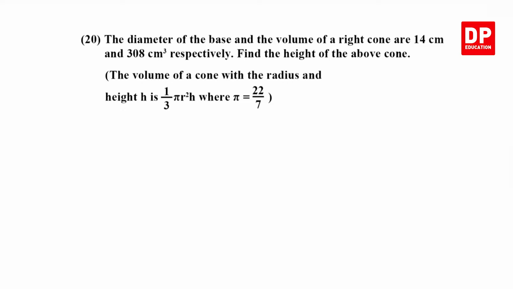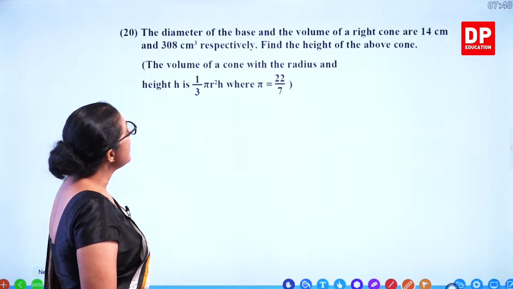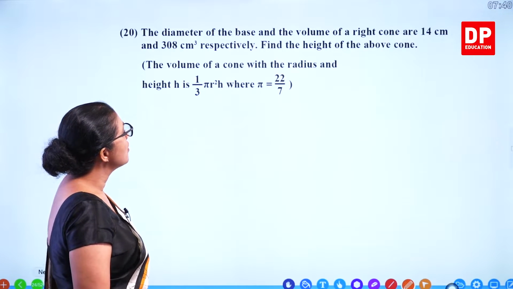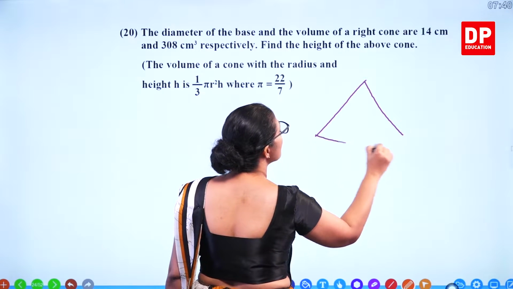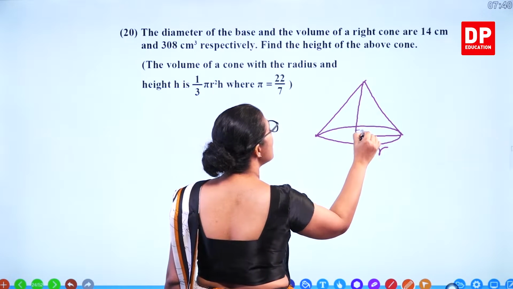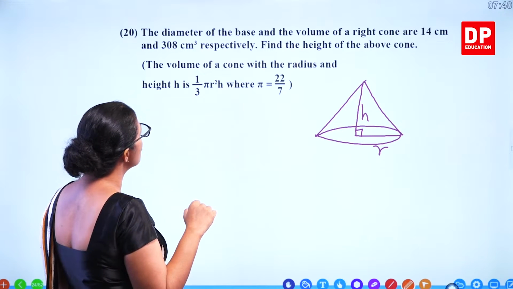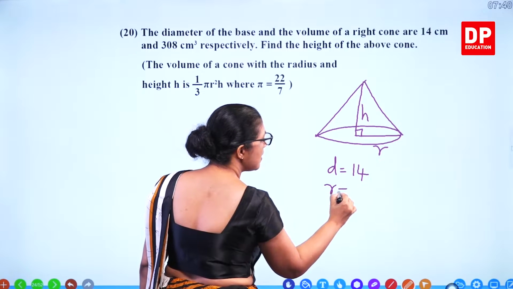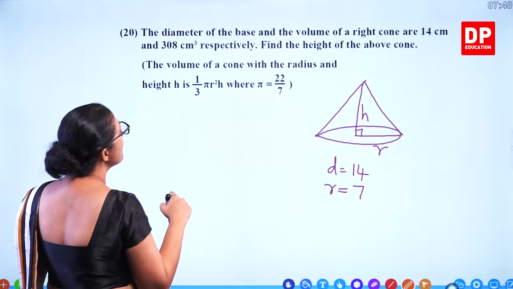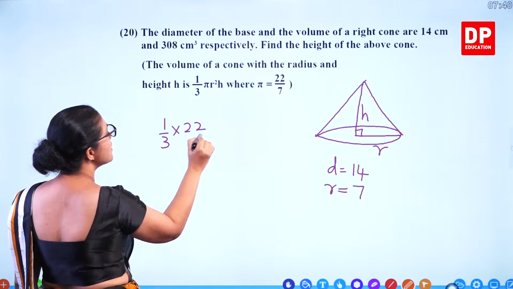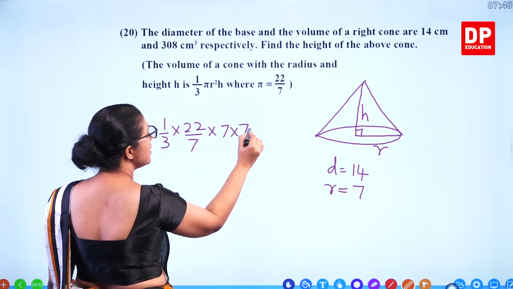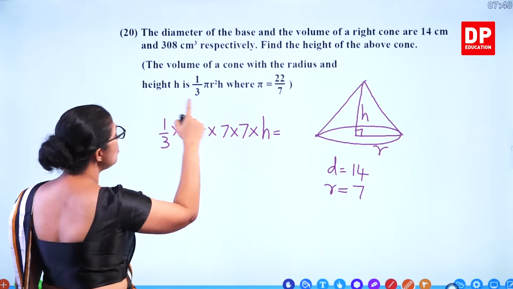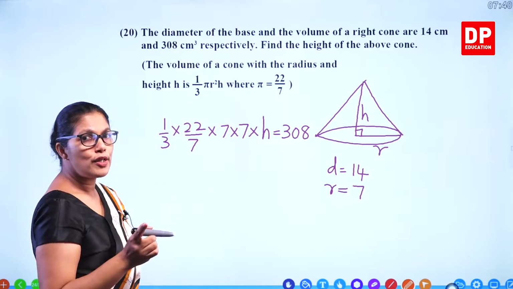Question number 20. The diameter of the base and the volume of a right cone are 14 centimeter and 308 cubic centimeters respectively. Find the height of the above cone. The volume of the cone with the radius and height is given 1/3 pi r squared h. So, when you take a cone with radius r and height, perpendicular height h, volume is 1/3 pi r squared h. That's given. And diameter is 14. So, diameter is 14 means what is the radius? Half of it. That's 7. Now, you can apply the formula. 1/3 pi. Pi is 22 over 7. R squared, 7 times 7 into h is equal to 308. It's given. That's the volume of a cone.